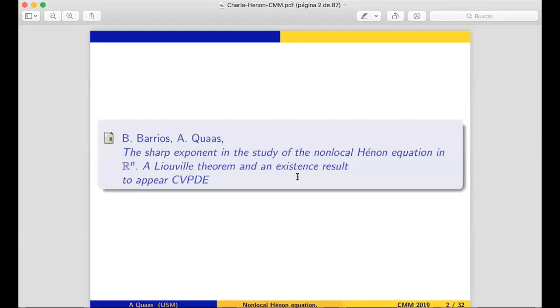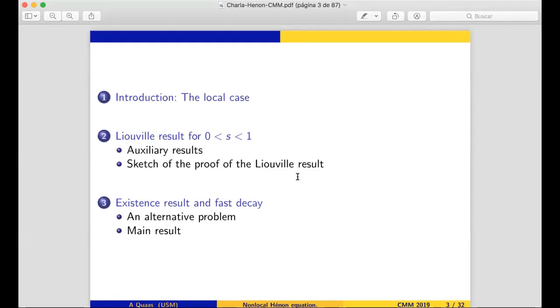So this is joint work with Begoña Barrios, which will appear in Calculus of Variations and PDE, and other related results that I will mention. But the key of the talk is this paper and some other things in progress. So I will start with the local non-existence equation and so on, and then talk about the Liouville result and existence result.